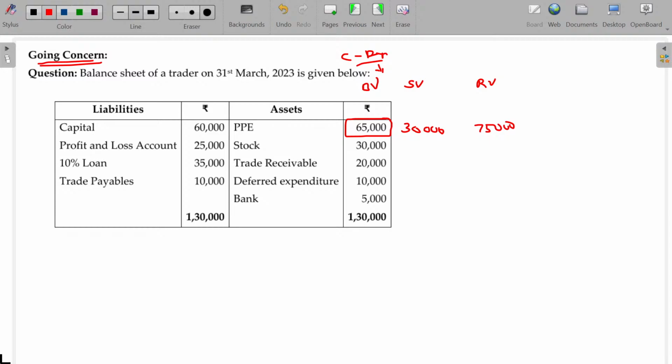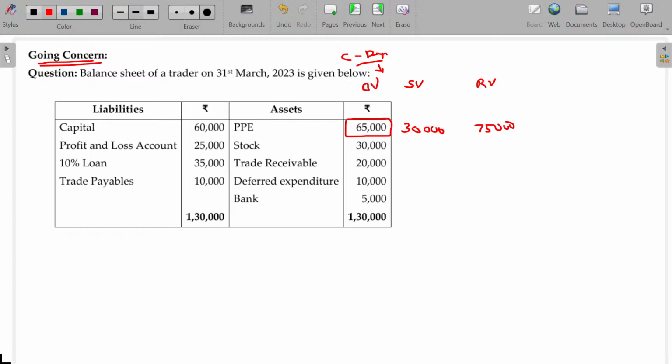Is that clear? So we have been given three values. Now tell me, what value will you usually take for preparing final accounts? Is it scrap value or realizable value or book value? Usually you take the book value only. If I want to sell, then I will sell for 30,000 only. Now the question is, are you going to sell the asset? No, sir. I'm going to run this business for a long time.